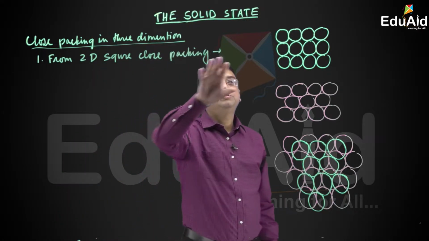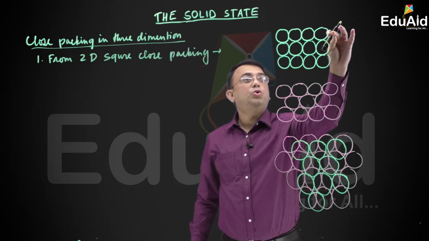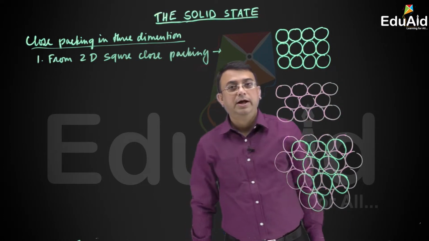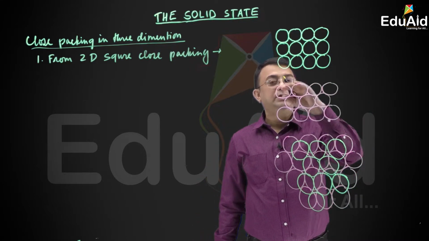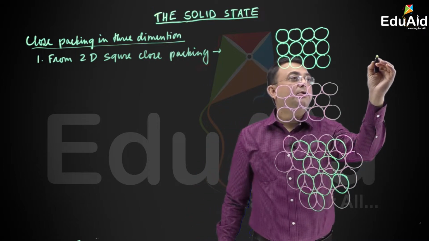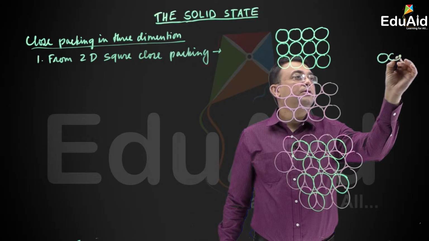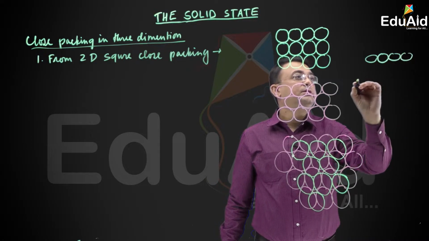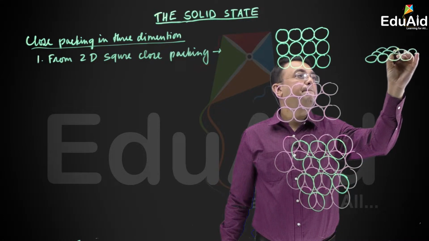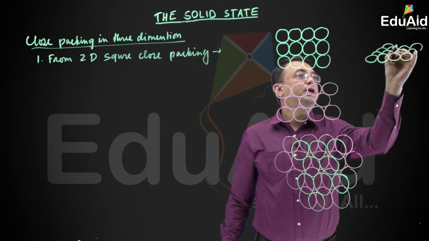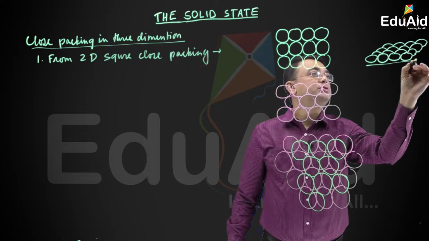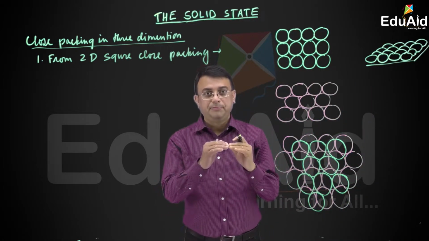Now the 2 dimensional square closed packed layer is something like this, where rows are placed to form a layer. If we put this part in a horizontal plane, how does it look like? You just look at this. The particles are placed in a horizontal plane. Now it appeared something like this, isn't it? If I put this in this horizontal plane, this is the first layer of the particles.